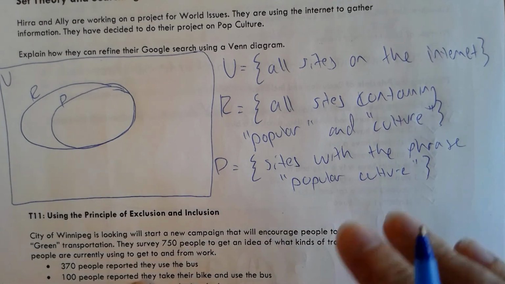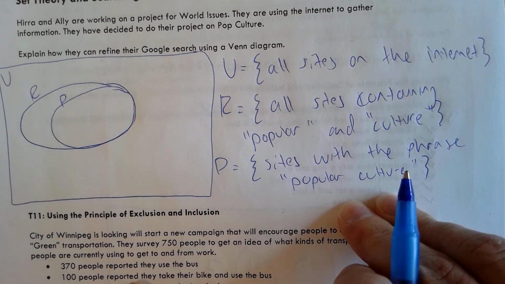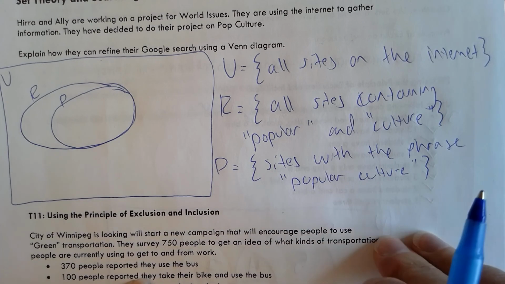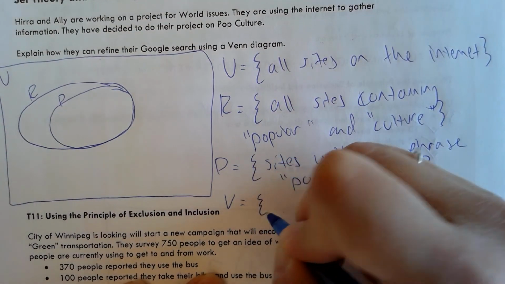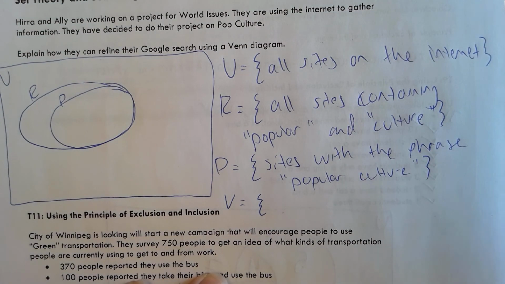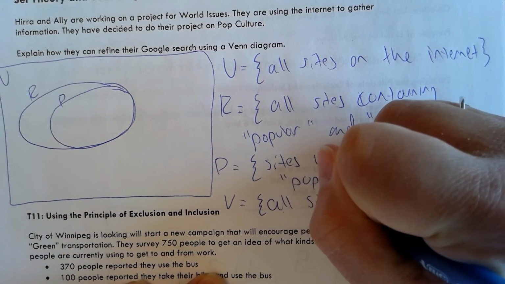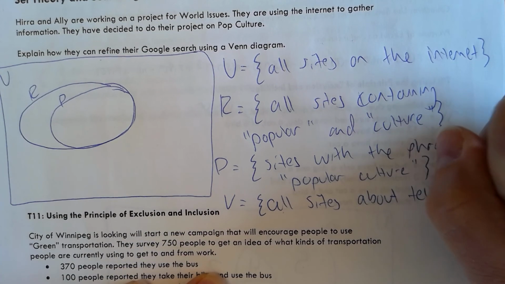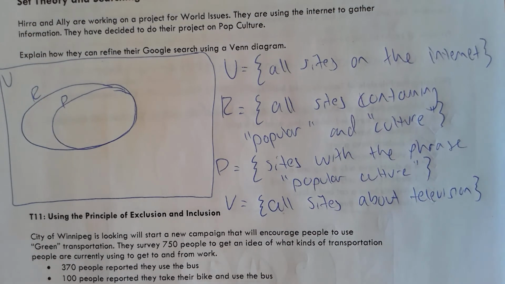Let's say they decide, you know what, this is way too much stuff. We have to narrow this down a little bit more. So they're going to say, let's make this specific about TV in popular culture. So this is me adding to the question here. This is not something that you would have known just off the top of your head. This is me kind of guiding you through a question. Let's call V all sites about television. Because that's definitely a popular culture topic.